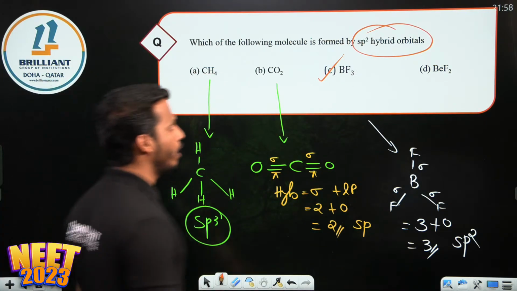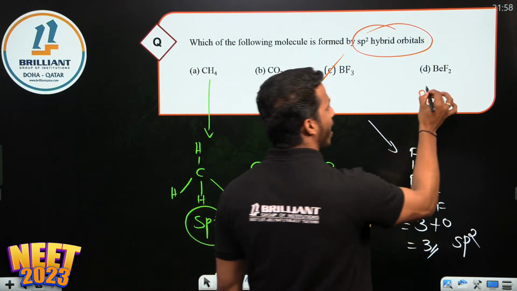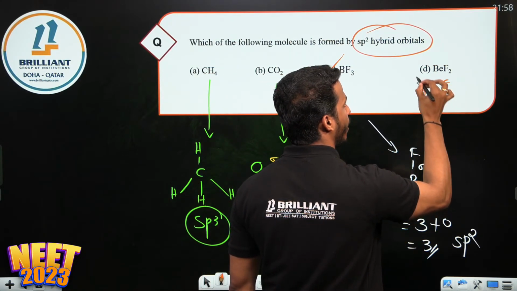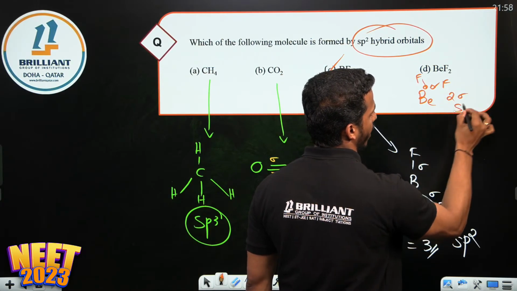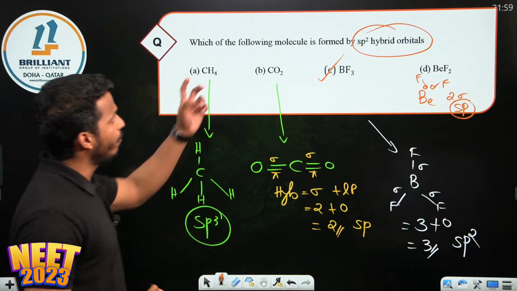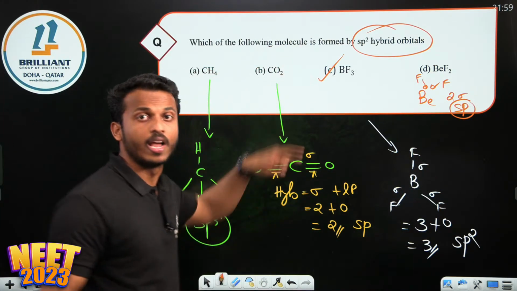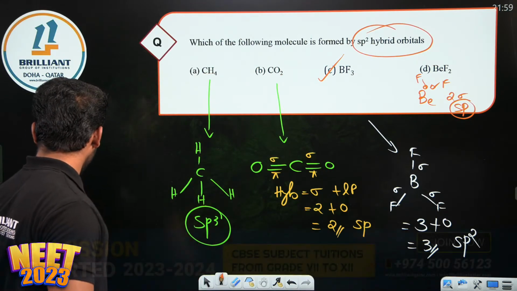What about BeF2, dear all? Central atom beryllium. You know, beryllium has 2 valence electrons surrounded by 2 fluorine. There are total 2 sigma bonds. So total is 2, sp hybridization. Okay, so the one with sp2 hybridization is which one? BF3. Option C is the correct answer.